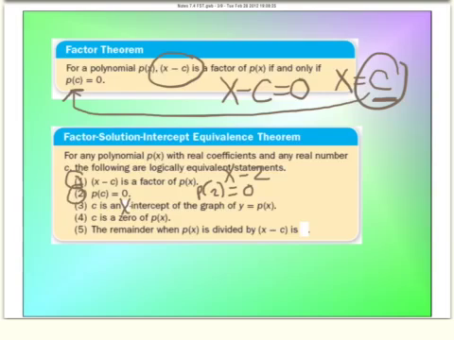And the remainder of p of x when it's divided by a factor. So if I take the original function and I divide it by one of its factors, the remainder is actually going to be the number 0. It will divide into the original polynomial perfectly with no remainder if it is a factor.